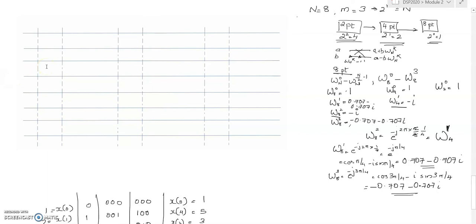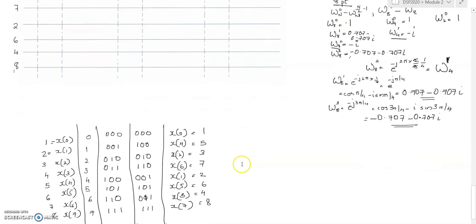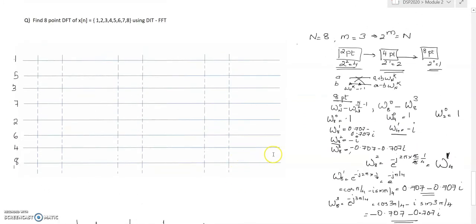Okay, so our particular system will be done here. So it will be 1, 5, 3, 7, 2, 6, 4, and 8. That is the bit reversed sequence.